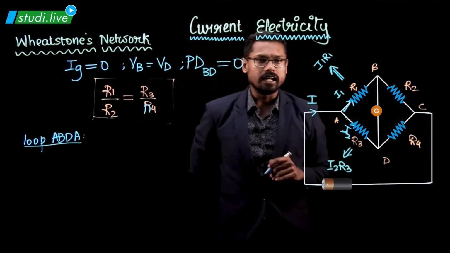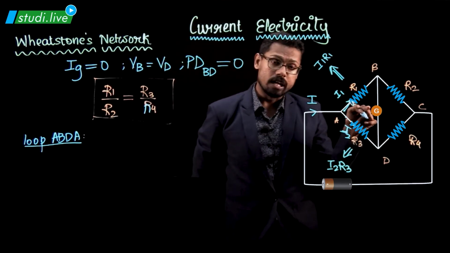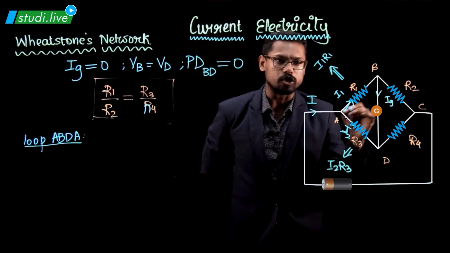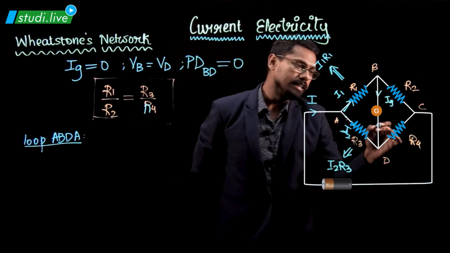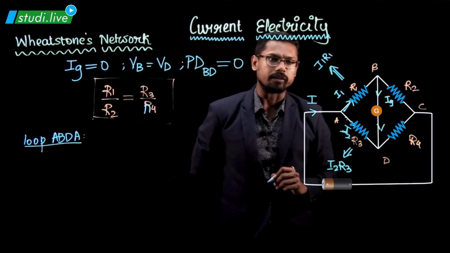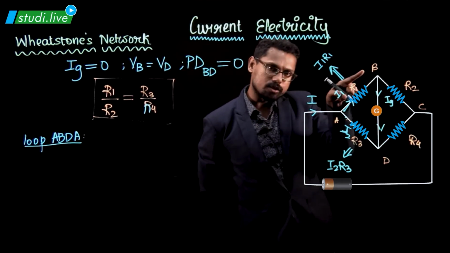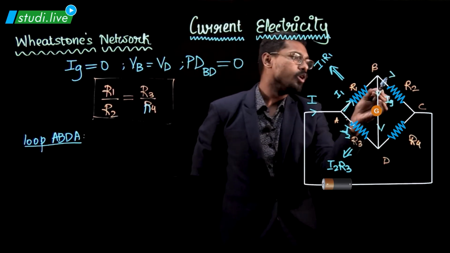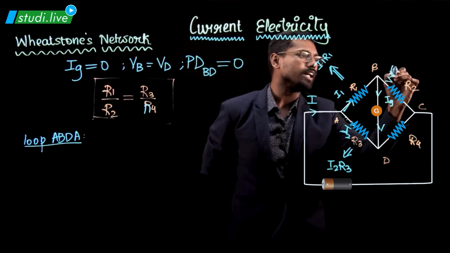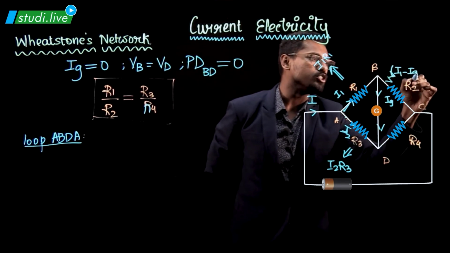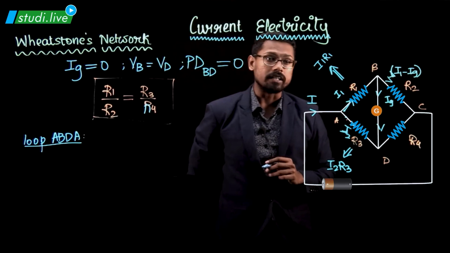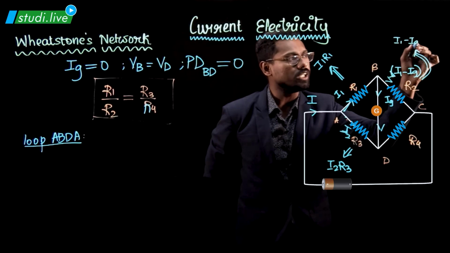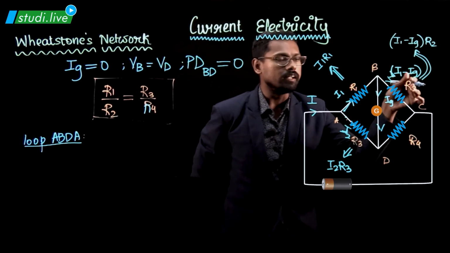Let's focus in here. I understand that there is a galvanometer here, and therefore some amount of current has to flow through this galvanometer. Let me call it Ig. Ig is the current flowing through the galvanometer. So if I1 passes through here, Ig flows downwards. What is the remaining current through R2? It is I1 minus Ig.